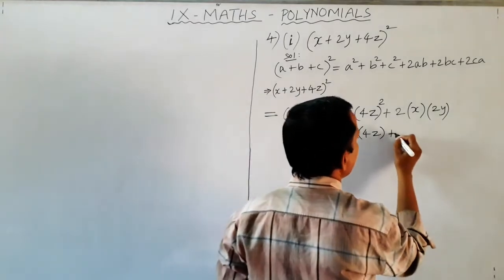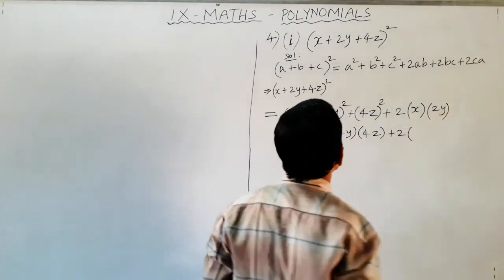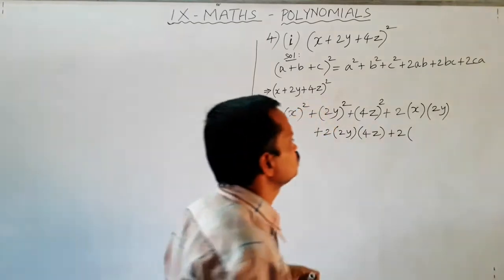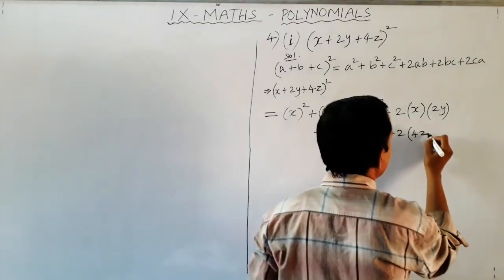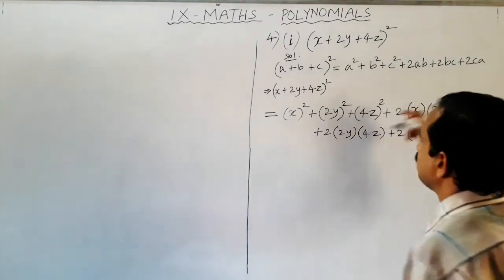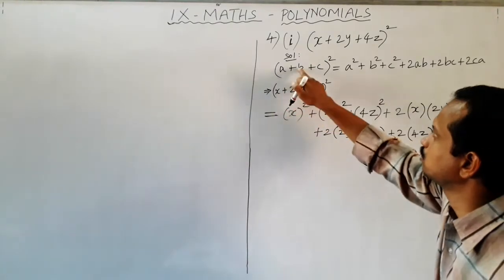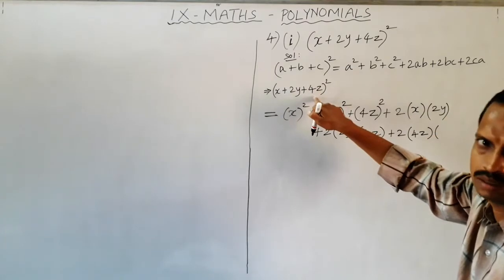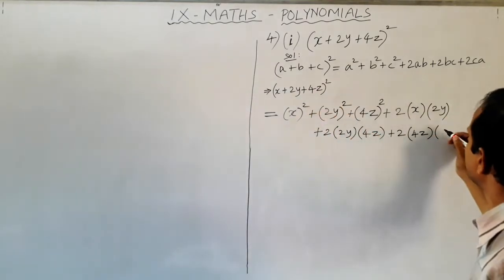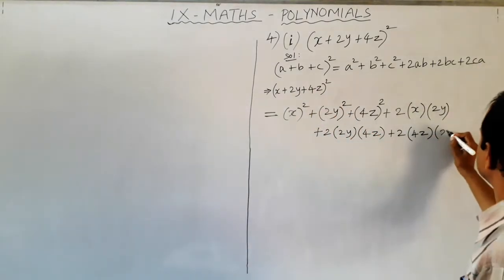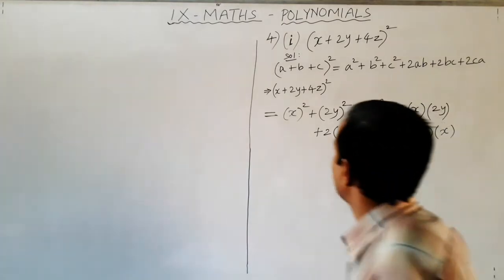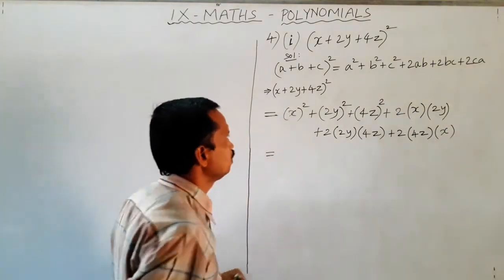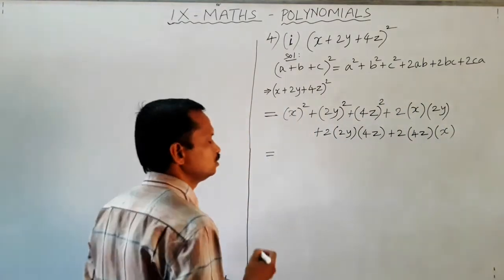Plus 2ca, plus 2 into ca. What is c? 4z. So 4z into, and what is a, x? So just we have to consider for a, x, for b 2y, for c 4z. That's all. So for a we have to put x. So finish it. And now you can just simplify.